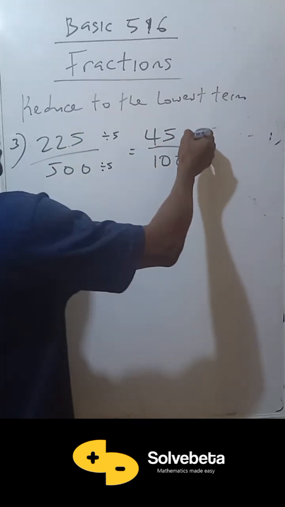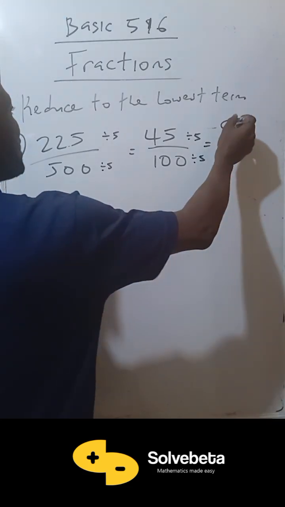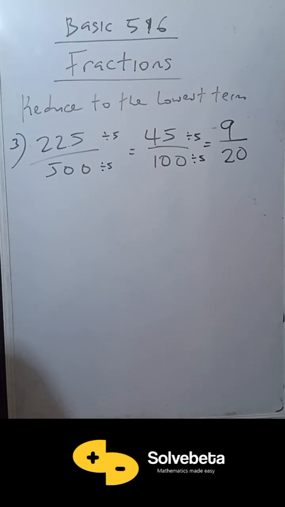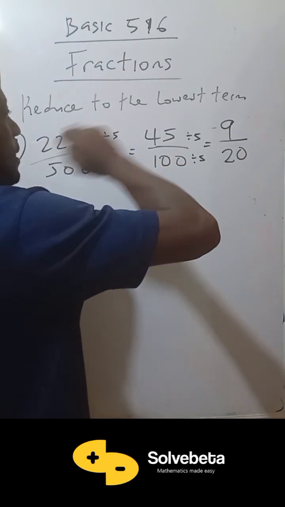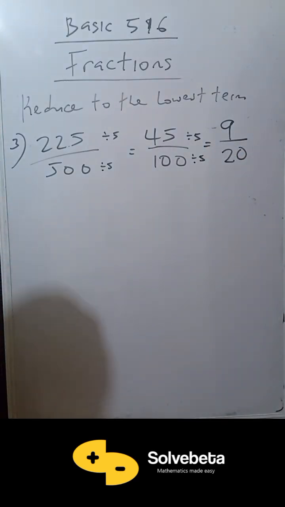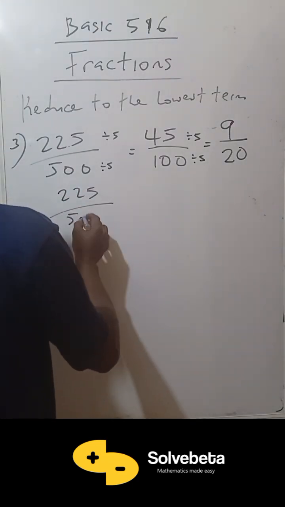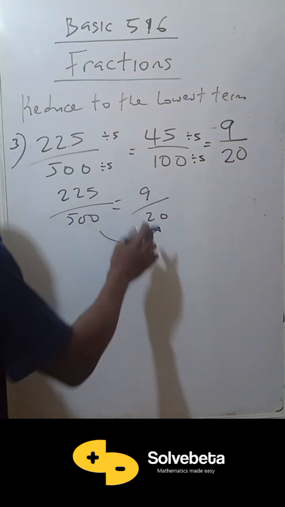So let's divide by 5. 45 divided by 5 is 9. 100 divided by 5 is 20. Is there anything else that can divide? 2 can divide 20, 2 cannot divide 9. 3 can divide 9, 3 cannot divide 20. The only other thing that can divide 9 is 9, and 9 cannot divide 20. So it means that 225 over 500 in the simplest form is 9 over 20.